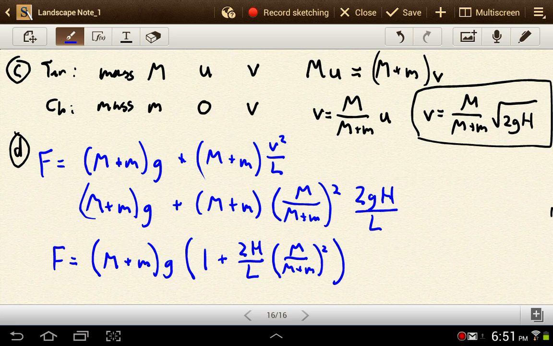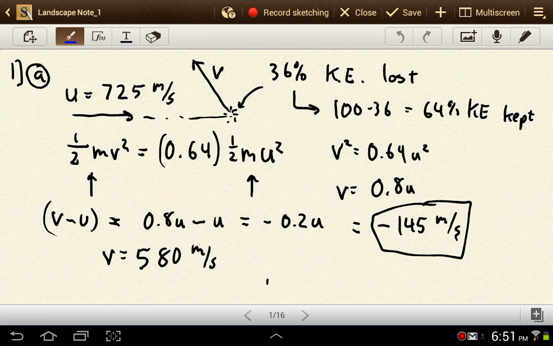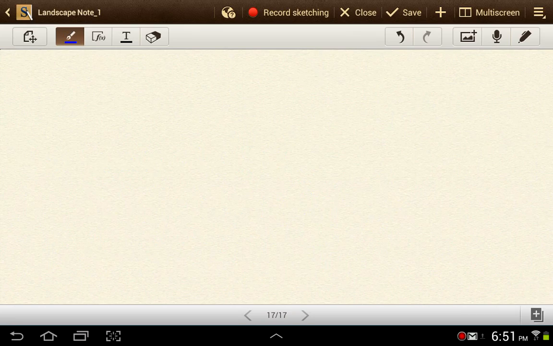Question E, then, asks, let's see if we can move on. Okay. New page. There we go. So E asks, what's the minimum value of little h, which is the height on the far side of the cliff, that will allow this plan to work? So this is just an energy balance in reverse.